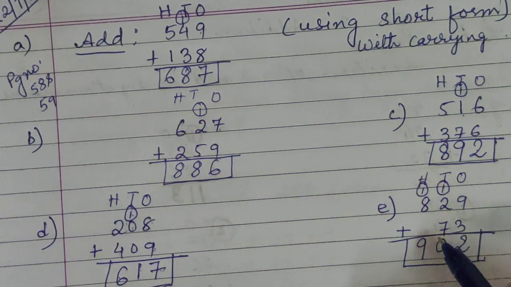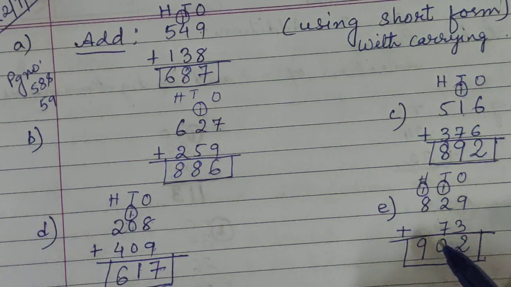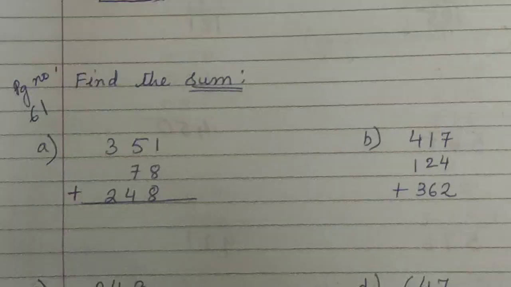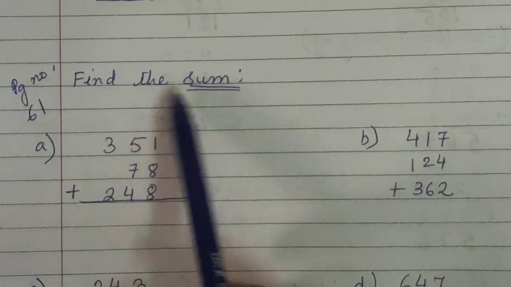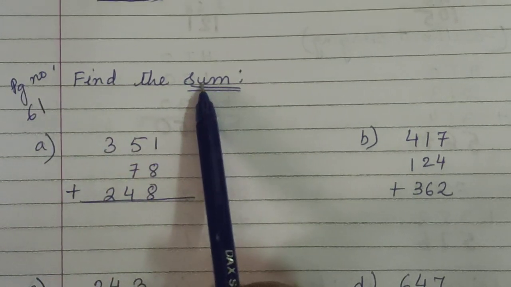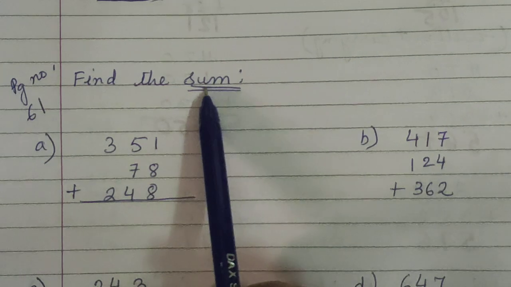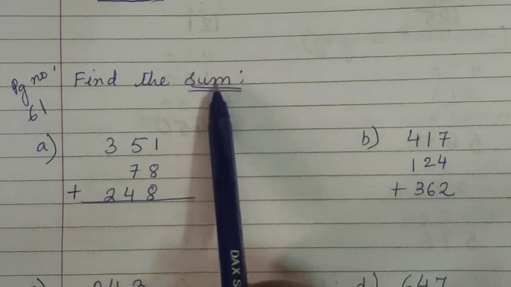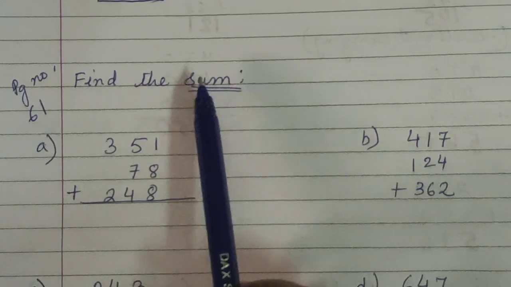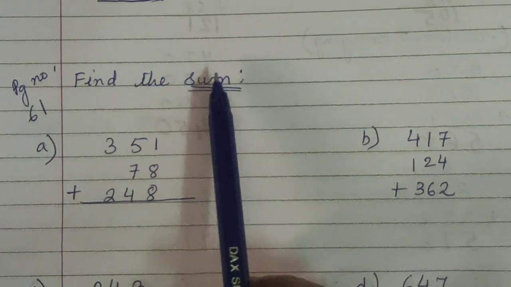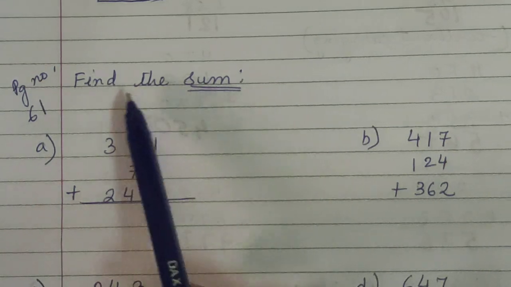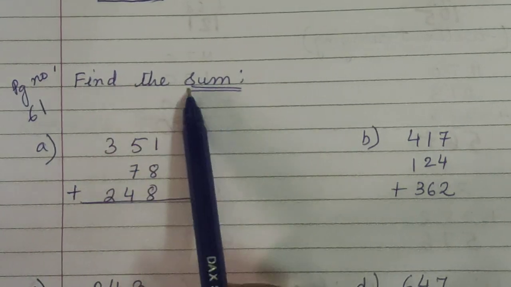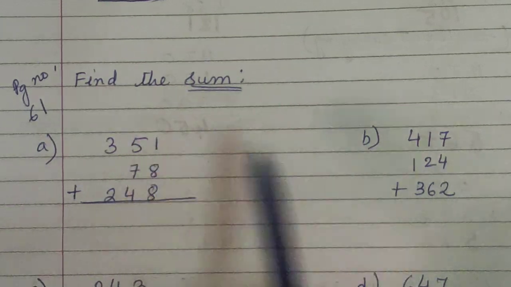So let us do the next one. So children, here it is page number 61. Find the sum. Sum is also another name for addition only. This is nothing but addition. Addition means sum, altogether, all, addition, plus, joining. These all are other words for addition. Clear? So find the sum means you have to add the following addition.